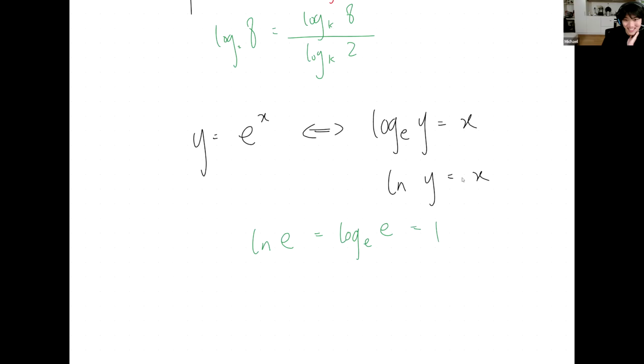What about this? This is harder. What about e to the power of ln x? x is a variable, anything. What is this?